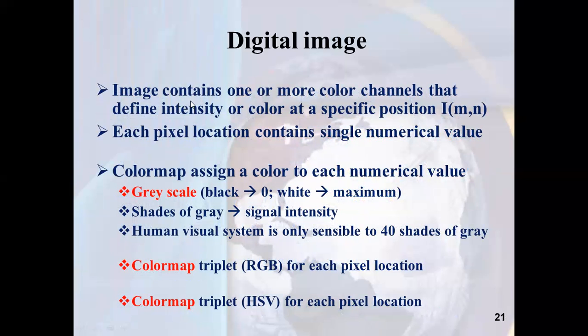Image contains one or more color channels that define intensity or color at a specific position IMN. So the value of IMN بتحدد لي قيمة الكالر. طبعا كل بيكسل location يعني IMN عندها one numerical value لأنه عندي just one color. بالجراي سكيل value for example قيمة البيكسل IMN بتتحدد قديش قيمتها.